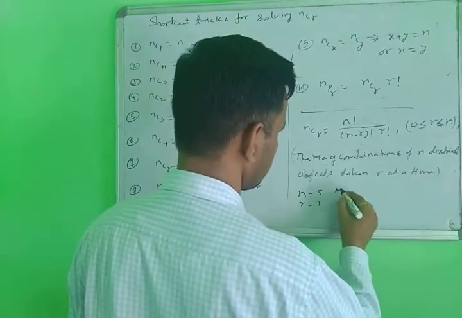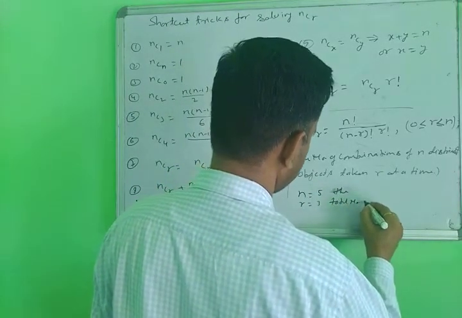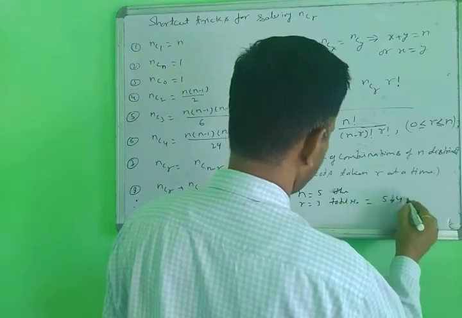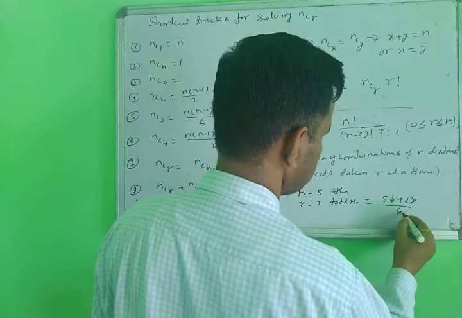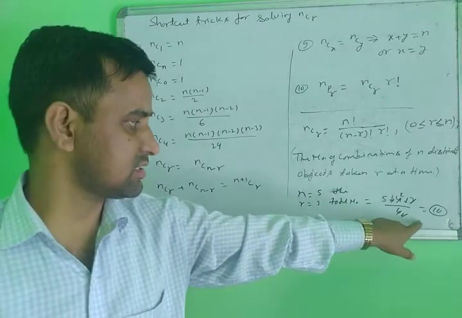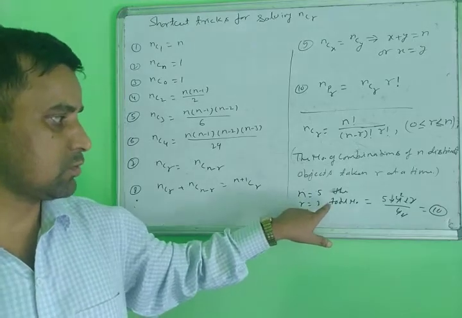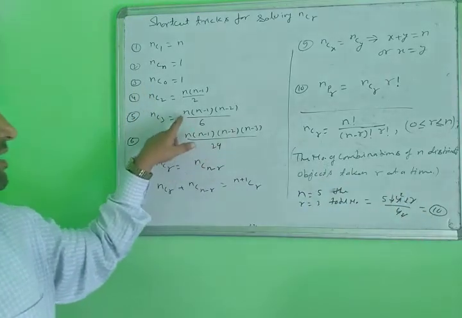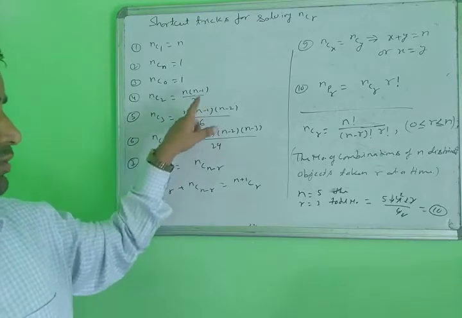Total here 5 into 4 into 3 upon 6. 3 twos are 6, and 2 twos are 4, then 10. Then you will make 10 numbers. With 5 different digits you make 3-digit numbers, and the total numbers you will form is 10. According to this way you will solve the questions.